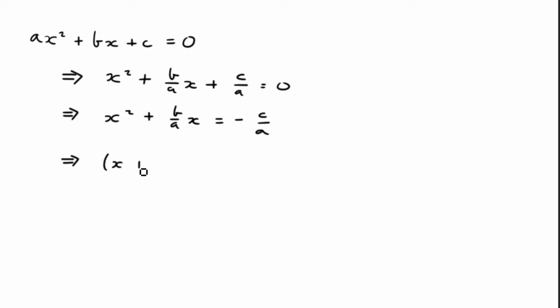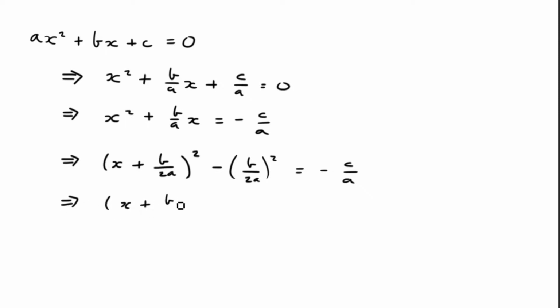So we have x plus b over 2a, because that is half of b over a, half of the number of x's we had, squared. We'll now have to subtract that b over 2a squared. This is equal to negative c over a. Let's simplify this a little bit. By squaring this constant on the end, we will have b squared over 4a squared. All of this is equal to negative c over a.